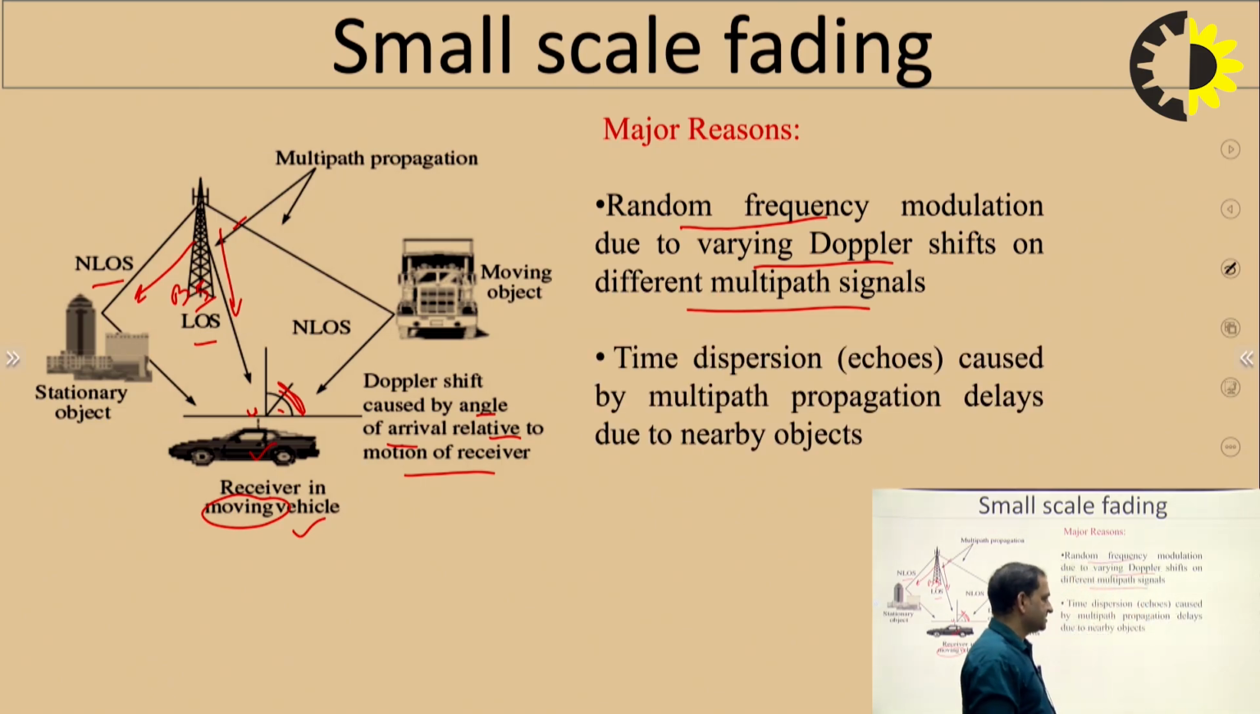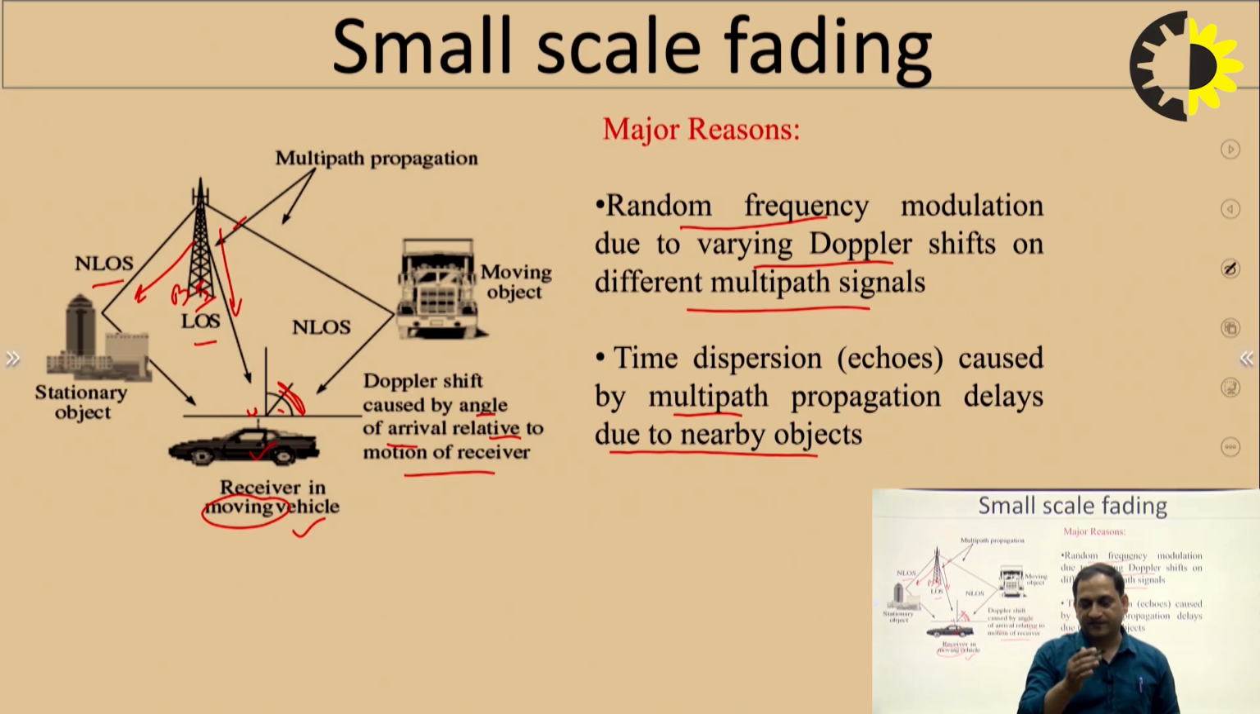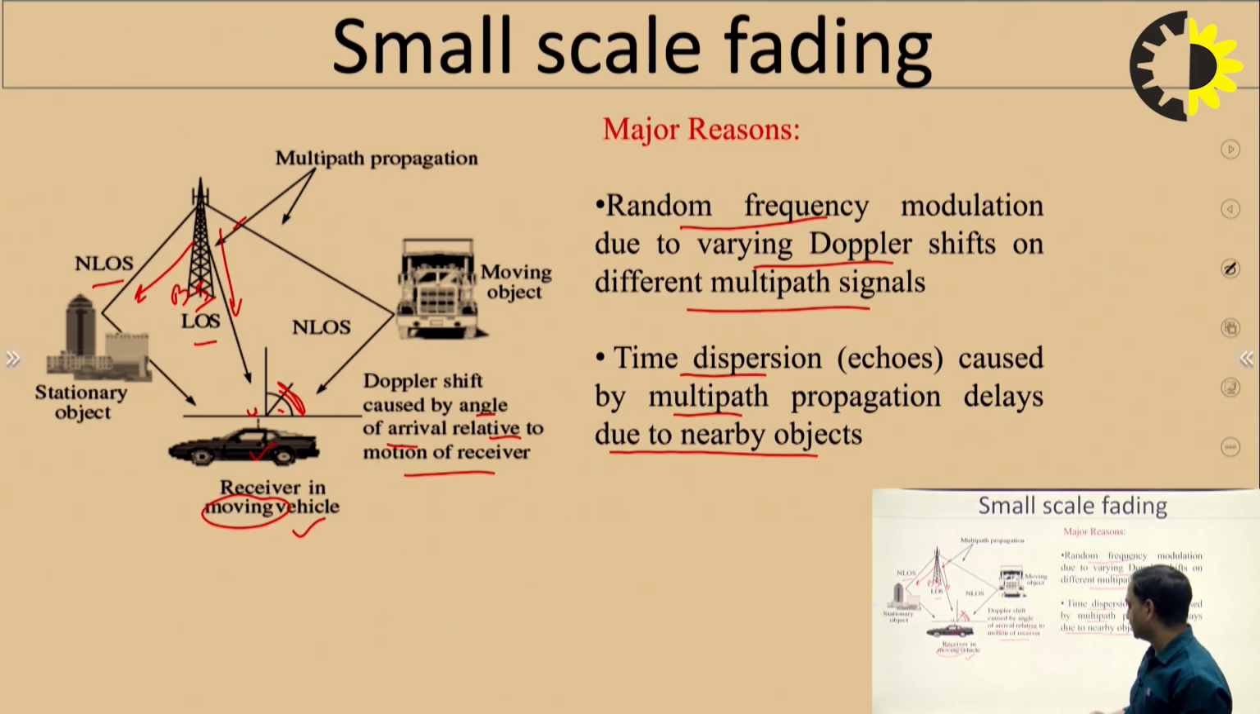Time dispersion is caused by the multipath propagation delays. This is due to nearby objects. When we transmit the signal at one time instant, it is not necessarily the case, if there is an obstacle, that the transmitted signal will reach the receiver side in a synchronized manner. So it may happen that delayed versions of the signal reach the receiver side. In this way, time dispersion can occur by the multipath propagation.